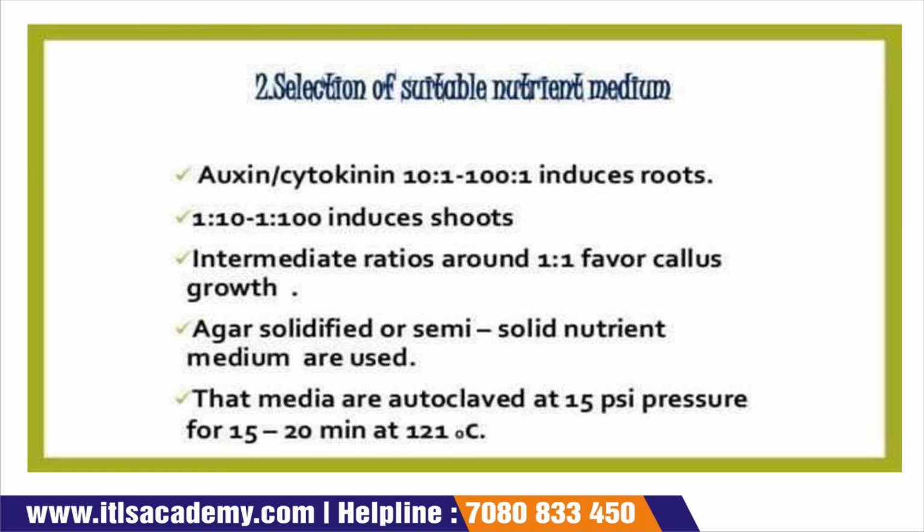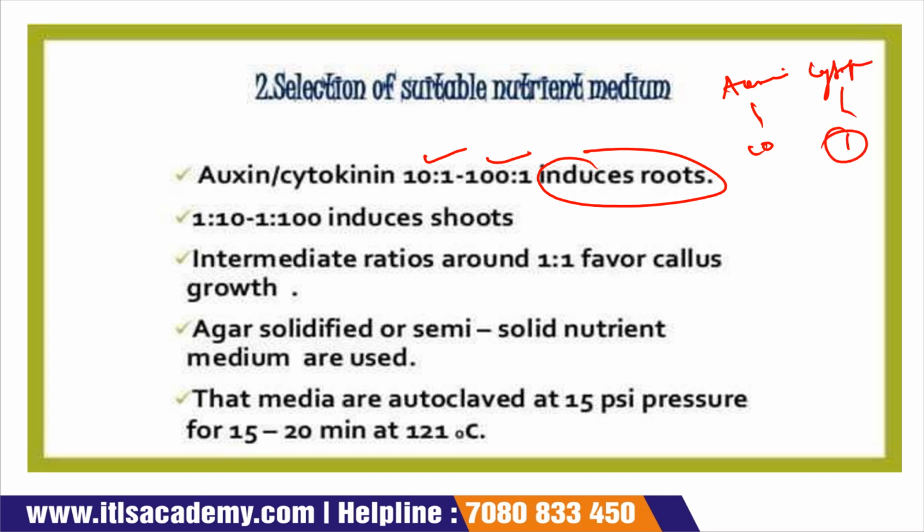Then next is the selection of a suitable nutrient media. For the induction of roots, we require auxin and cytokinin at a ratio of 10 to 1, or 100 to 1. Okay, if we take auxin at 10, then the cytokinin will be at 1, and the ratio can reach 100 to 1.